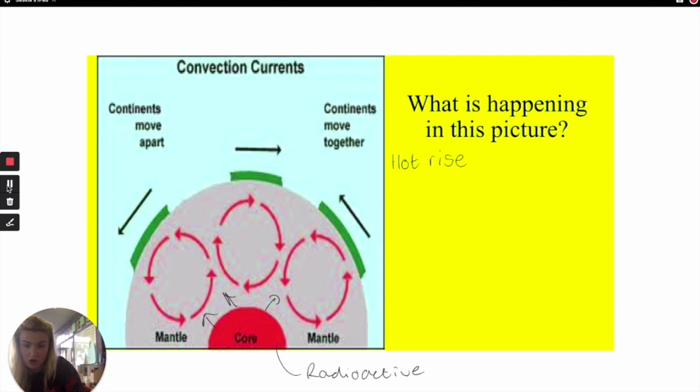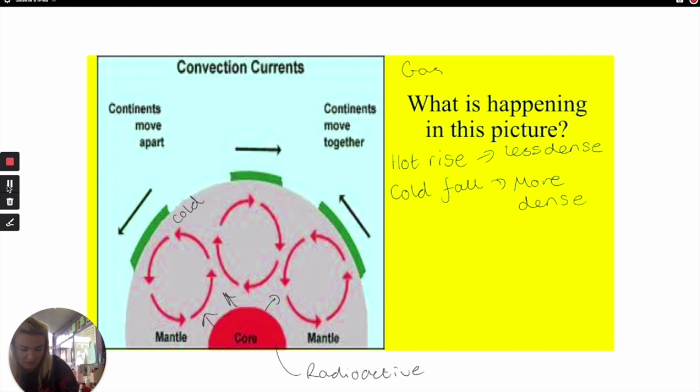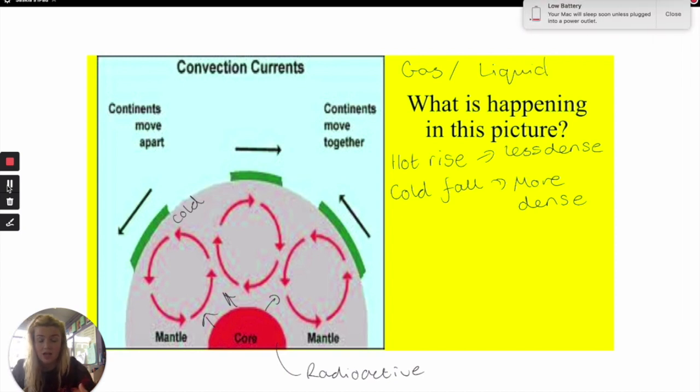When they come into contact with something cool, so the top of the crust there, before the crust is cool, so when it becomes cool again, cold things then fall back down. Okay, so we call it less dense. So because they're less dense, they're lighter, they rise up. And then when they get cold, they become more dense and they fall back down. Okay, so liquids do it and gases. So you might have looked at gases before, but liquids do it as well. Okay, it's why hot air and stuff rises.